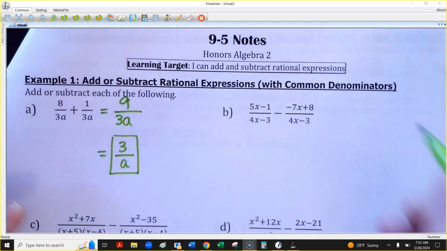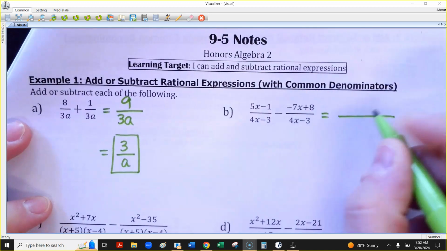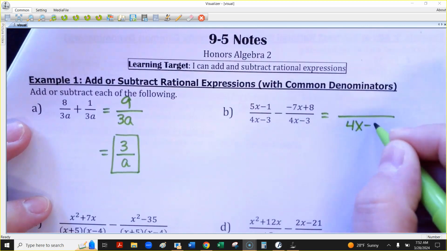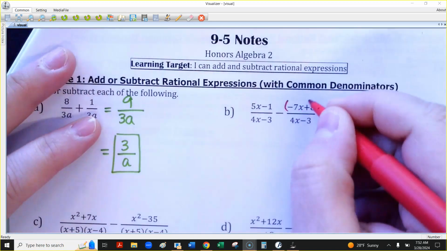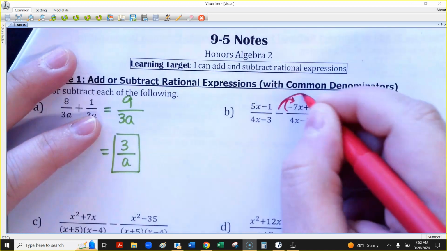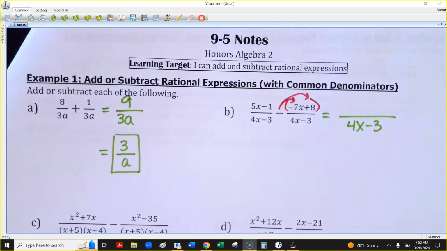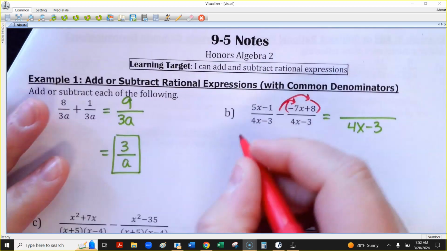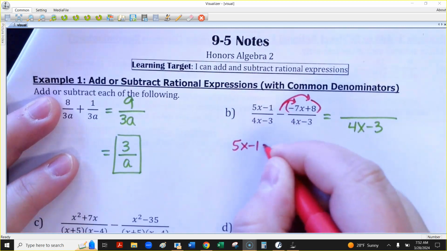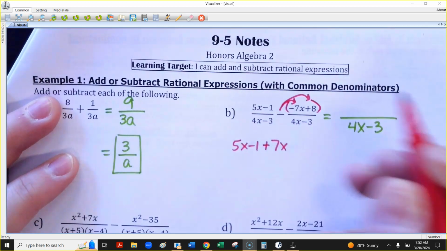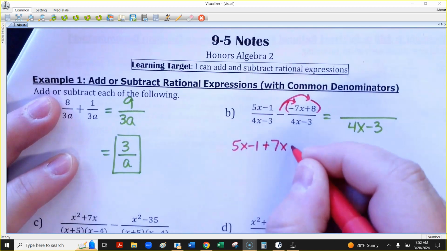So when you work on this, you're going to keep your denominator the same. So common denominator, when you add or subtract, that should not change. You're only working with the numerator. If you're subtracting, like I am here, and this has a couple terms, you have to subtract all the terms that follow that. So on the top of that, you'd have 5x minus 1. It'd be minus a negative. So it would actually turn into plus 7x, and then minus that 8, so it would be minus 8.